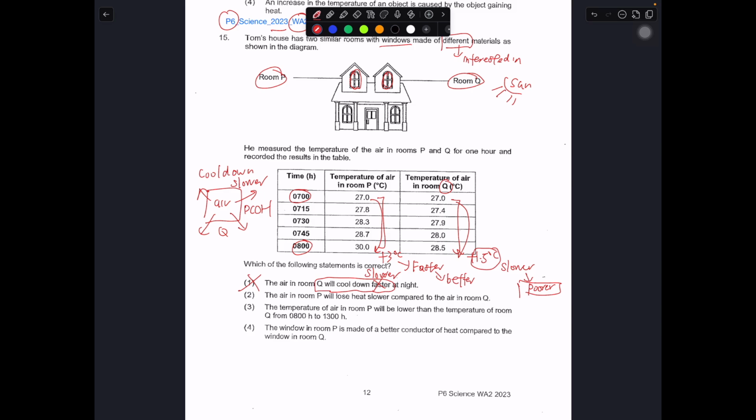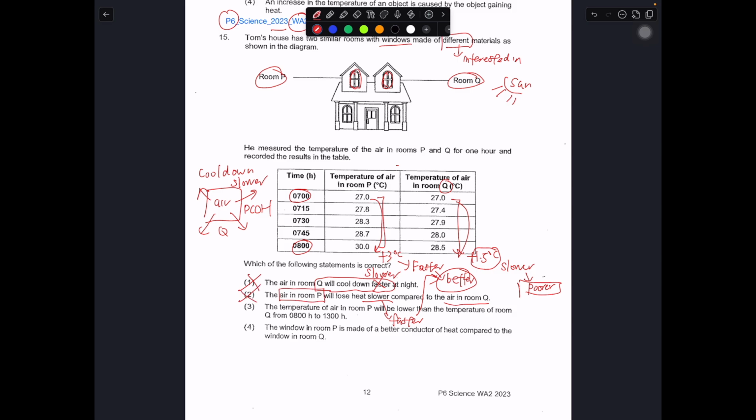So the air in room P will lose heat slower compared to the room in Q. This is actually talking about at night when they started to lose heat, because now the situation over here is gain heat. So in fact P will lose heat faster. Why? Better conductor of heat, so it will speed up the heat loss. In this case, for the air in room P.